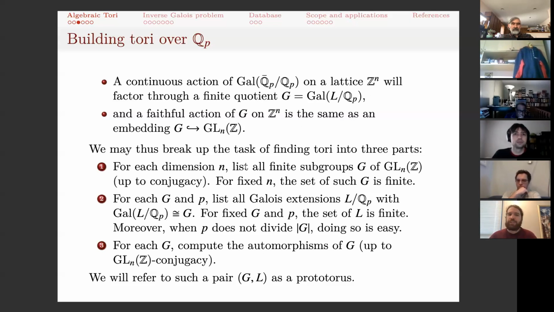And finally, for each G, we'll see on the next slide that the first 2 points don't actually give us a full description of a torus. So we need to compute the automorphisms of G up to GL_n(Z) conjugacy. I'm going to refer to that pair of G and L as a proto-torus, kind of the first part of the data that we need for a torus.